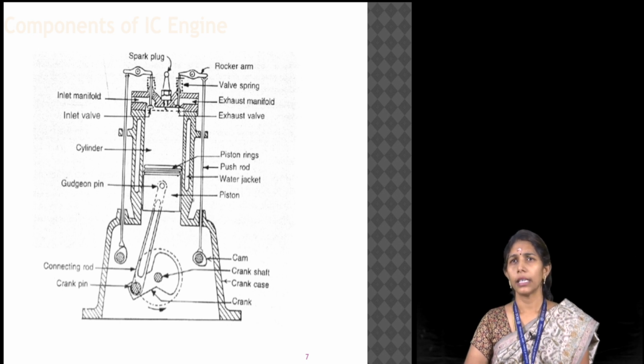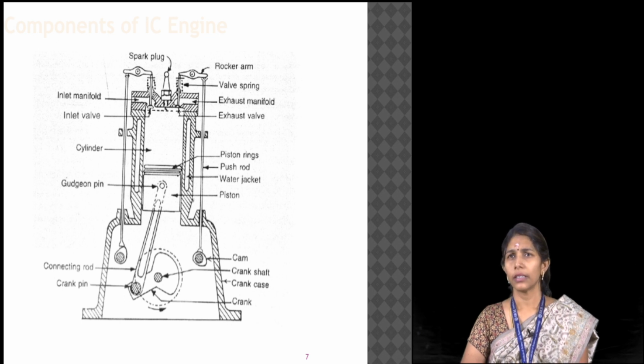There are inlet valves and exhaust valves. The inlet valve helps to supply the air, or the air-fuel mixture in case of a petrol engine, into the cylinder, and the exhaust valve helps to deliver the exhaust gases to the atmosphere. The inlet and exhaust valves open and close with the help of a cam mechanism. They are driven in connection with a rocker arm, valve spring and a push rod.